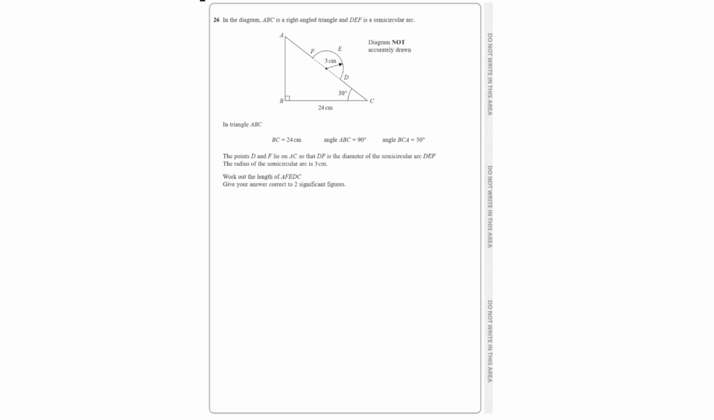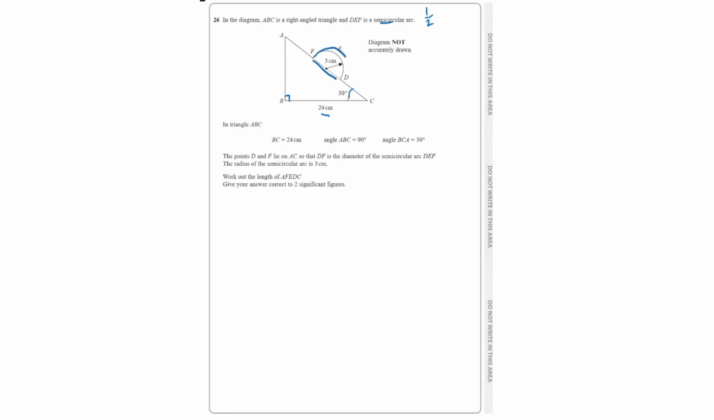In the diagram, ABC is a right angle triangle and DEF is a semicircular arc. Semicircles are half of a circle. In the triangle ABC, BC is given to us as 24 centimeters, angle ABC is 90 degrees, angle BCA is 30 degrees. The points D and F lie on AC so that DF is the diameter, they're talking about this, of the semicircular arc DEF.